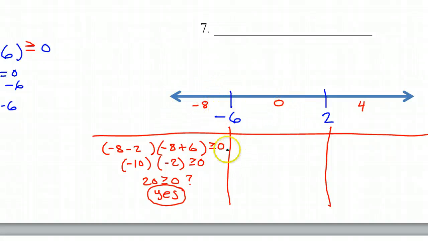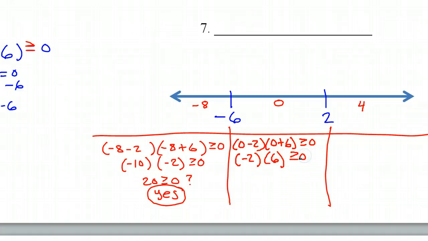Now, what about the middle zone? If I put in 0 instead, then I get this, 0 minus 2, I'm just putting 0 where the negative 8 was, and 0 plus 6. And I'm trying to see, is that greater than or equal to 0? Well, that's going to give me negative 2 and 6. Is that greater than or equal to 0? Well, that's going to give me negative 12, right? Is that greater than or equal to 0? Answer, no. That's a negative value. Negative numbers are not greater than 0. They're less than 0. So that's a no.